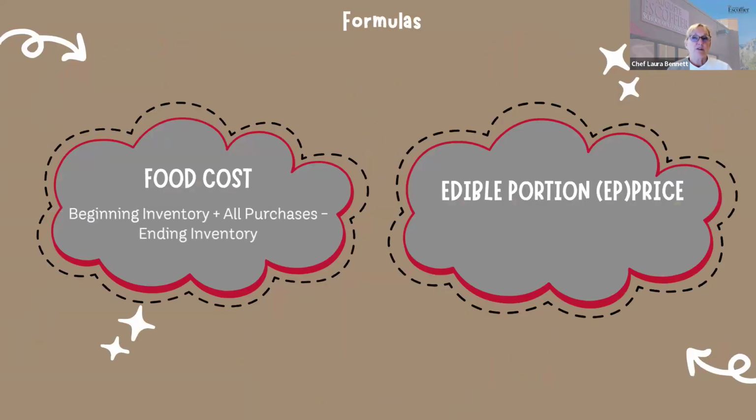Food cost. The formula for food cost is your beginning inventory plus all of your purchases, and then you're going to subtract your ending inventory from that. Edible portion price, or EP price, is the as purchased price divided by the yield percentage of that product, and that will give you your edible portion price.